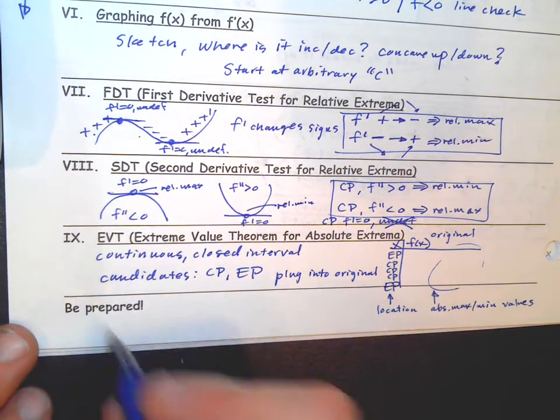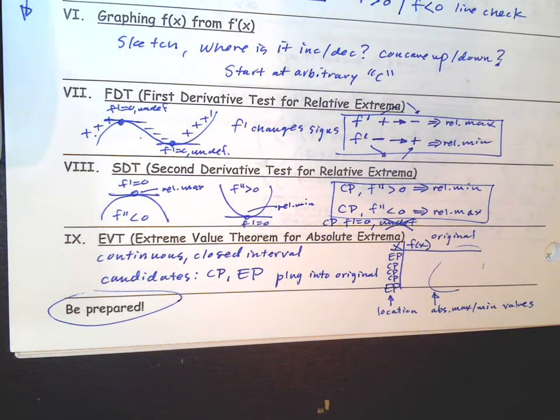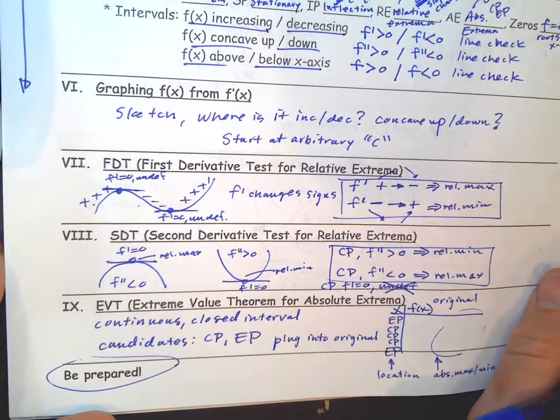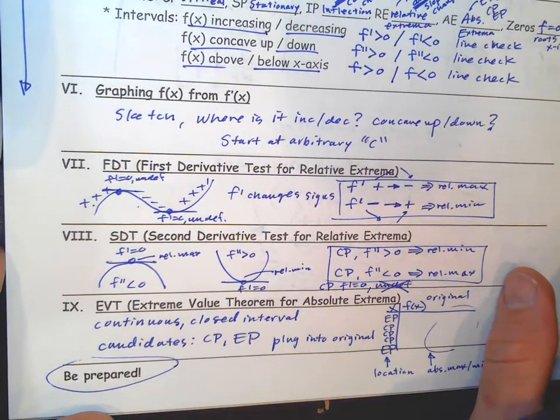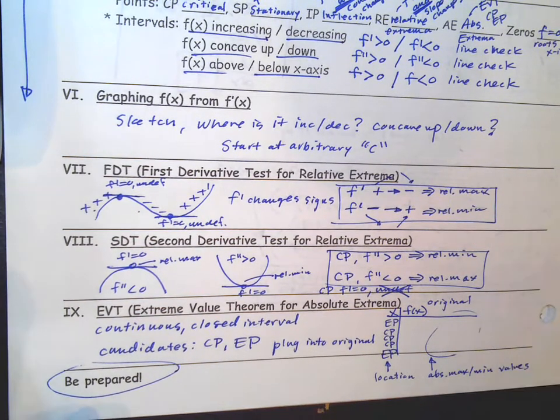Be prepared. This is a ton of the test. This is function analysis, is what I call it. Looking at graphs, looking at the graph of the derivative, looking at equations, using line checks to figure out where all these special things are. Special points, relative maxes, mins, absolute maxes, mins, critical points, all that stuff. So, all right, that's it.